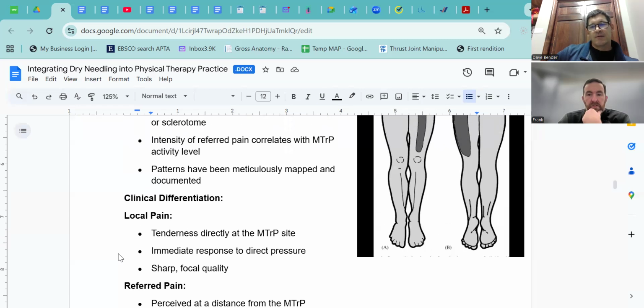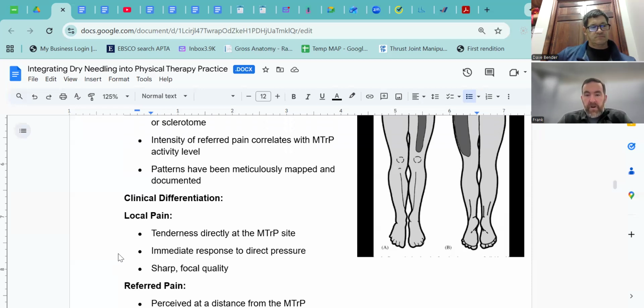So clinically, when you have someone come in with this low back pain, you have to think through the differentiation. All right, what could this be? The first option could be some tenderness directly at the myofascial trigger point site. With this, you're going to tend to see more of a sharp, focal quality of the pain and an immediate response to that direct pressure.